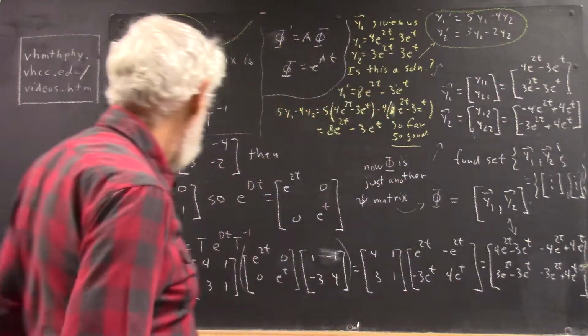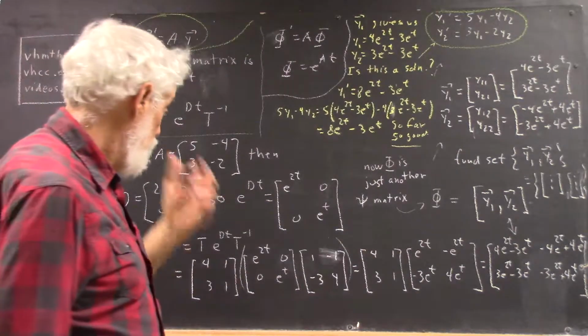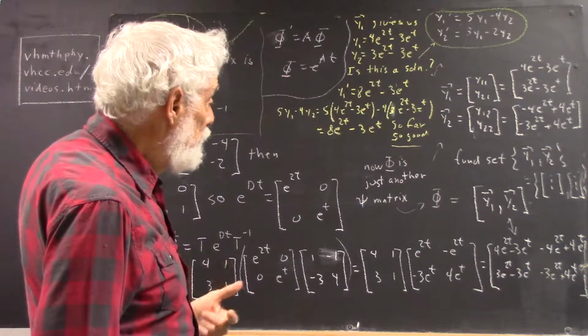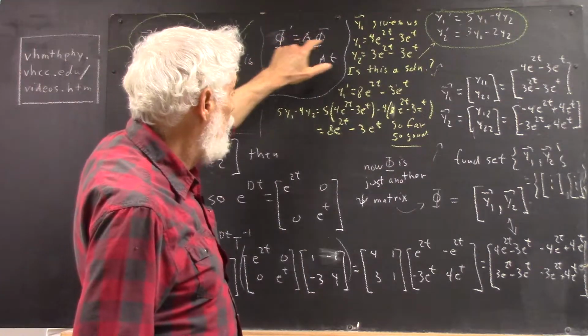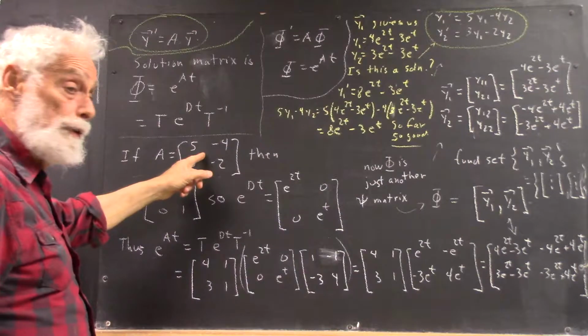Here is the matrix solution phi to the equation phi prime equals A phi, where A is this matrix.